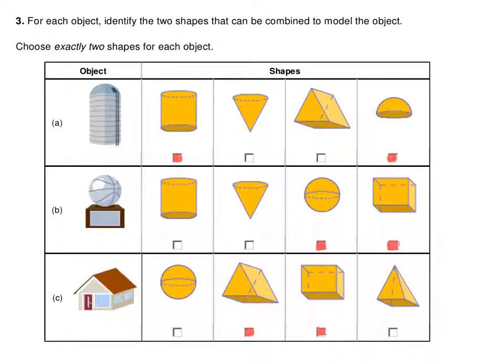Now we want to see what shapes make this compound object. Well, this object has a cylinder on the bottom, and on top is a hemisphere. For this trophy, you have a rectangular prism on the bottom, and on top you have a sphere. And for this house, your bottom part is a rectangular prism, and your top part is a triangular prism.